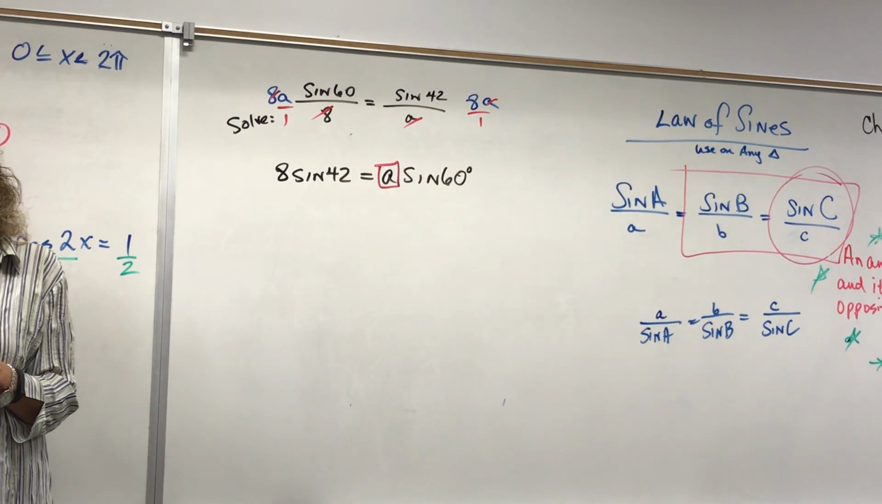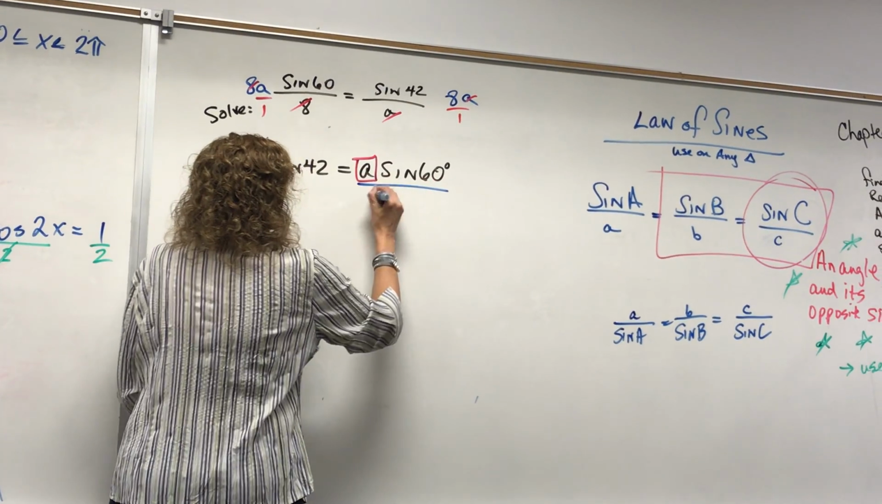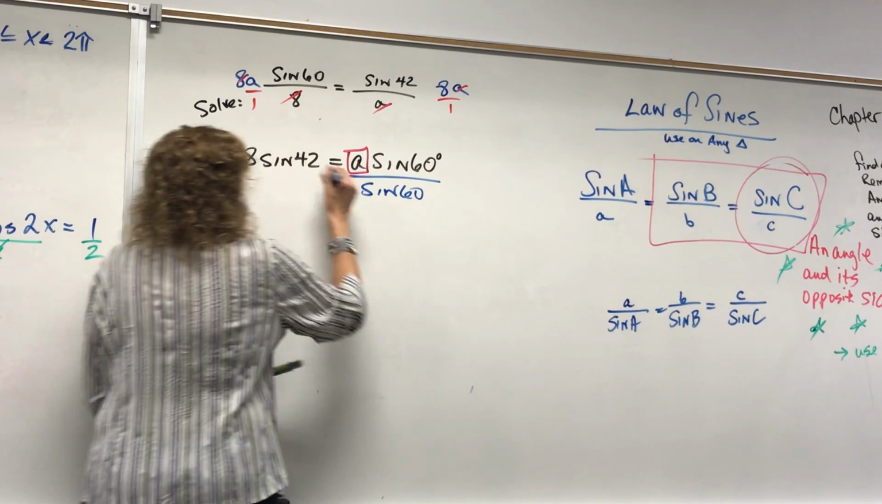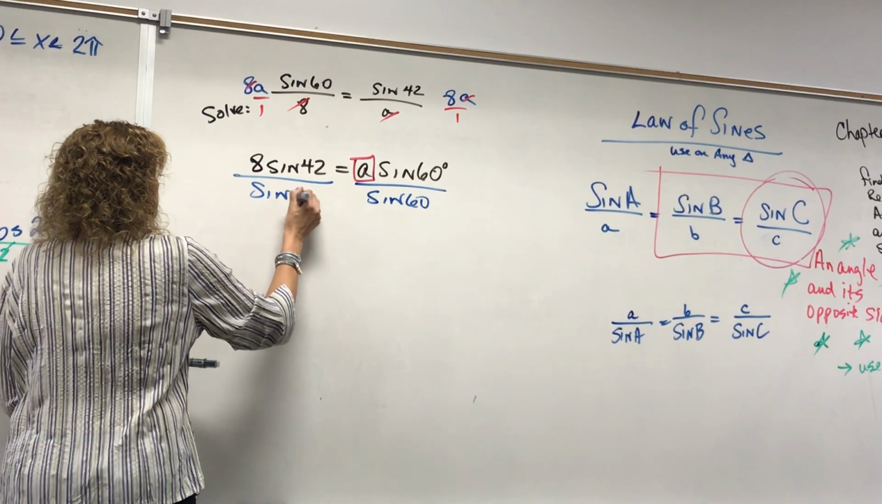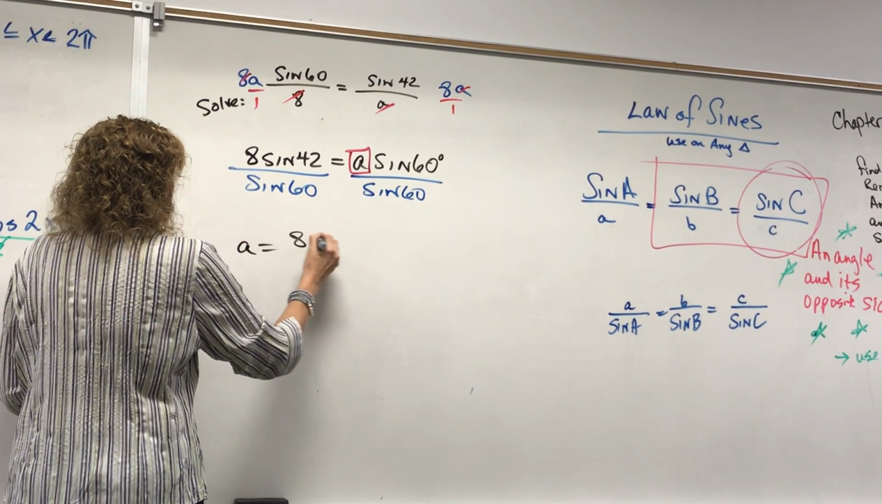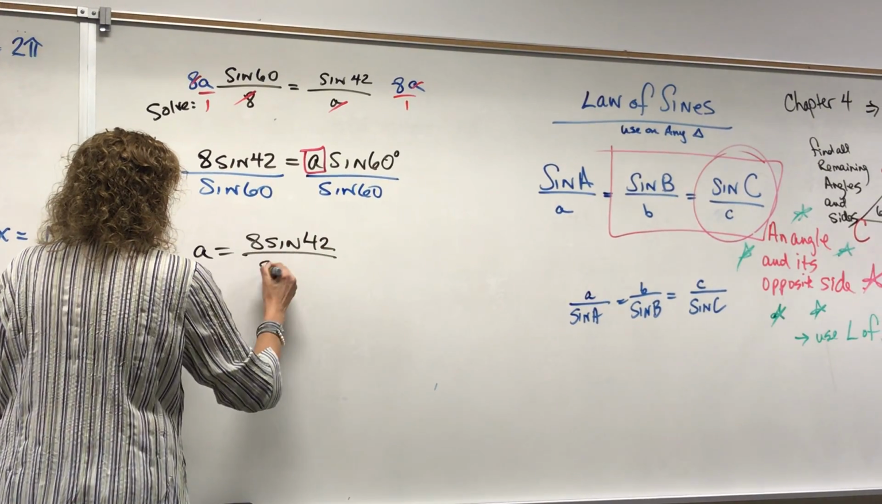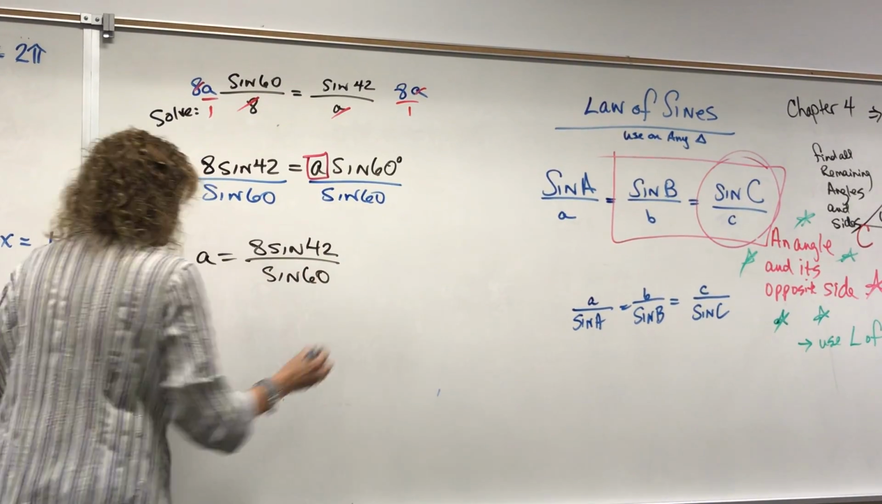How do I get rid of sine 60? Divide by sine 60. We're going to divide by the sine of 60. So A is 8 times the sine of 42 divided by the sine of 60.